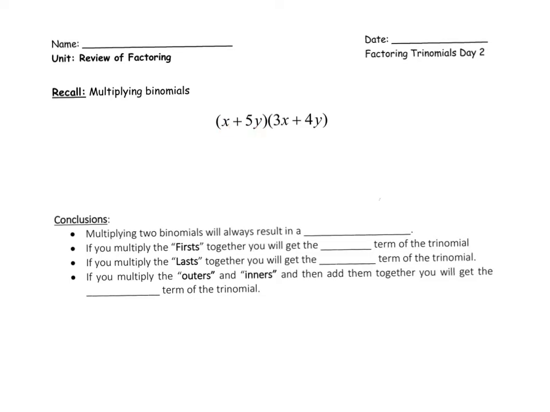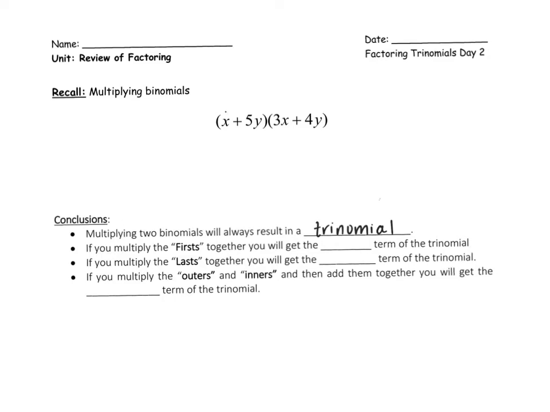So the first thing that we're going to do is look at multiplying them together. You should remember from last video that multiplying two binomials will always result in a trinomial, right? And I'm going to prove that just now. All right, so let's go ahead and multiply these out.